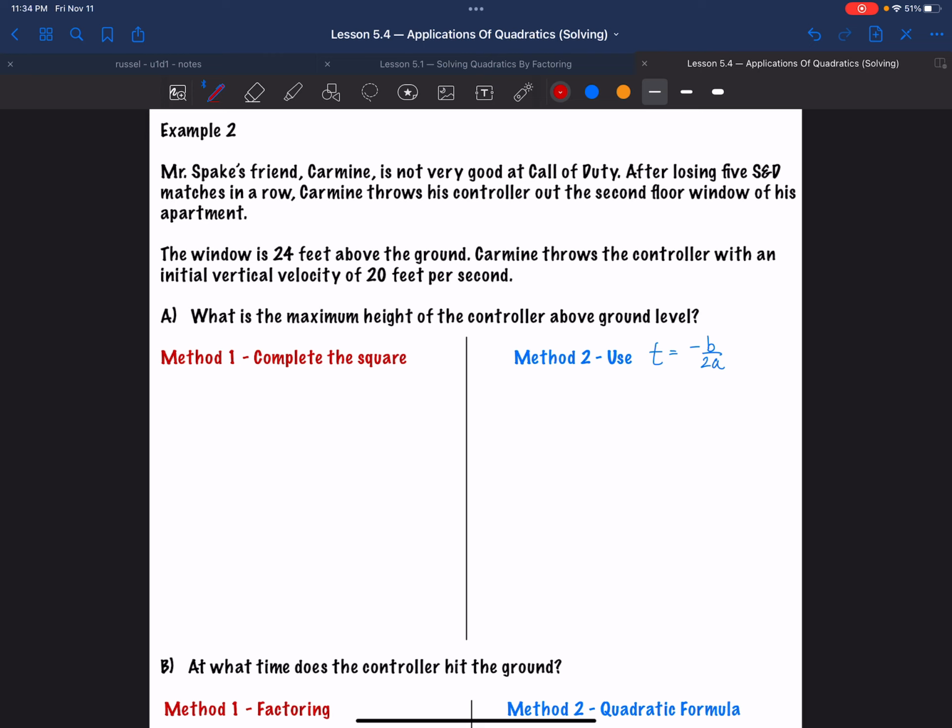Example 2. So, I made up this problem based off just me and my friends' recent gameplay in Call of Duty. So Mr. Spake's friend Carmine is not very good at Call of Duty. I tell you, he used to be. Modern Warfare 2009, guy was a legend. But I don't know. I guess our older age is starting to get to us. At the time of filming this video, I am 25, so I'm really not that old, but still, I don't know. Mr. Spake at the age of 16, oof, now that's a guy you didn't want to be in a lobby with. Okay, sorry, I'll shut up.